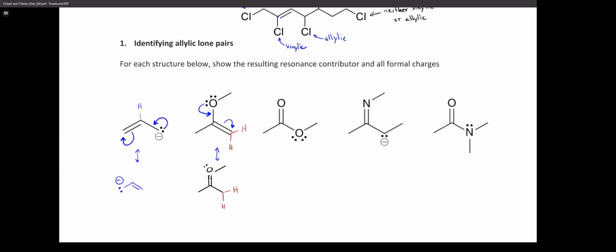What else do I need here? Lone pairs on the carbon. Good. This double bond, the pi bond, became a lone pair, which is negatively charged. What else do I need for this to be finished? Would you need a positive charge on the oxygen? Very good. I need a positive charge on the oxygen.